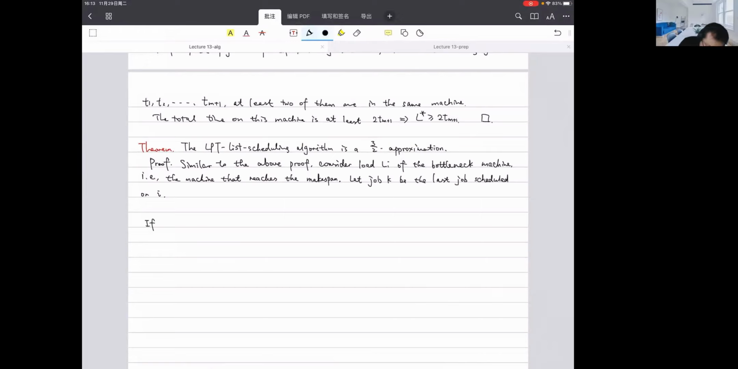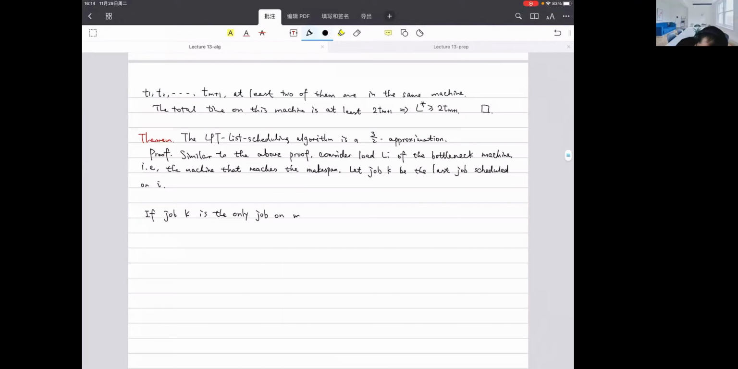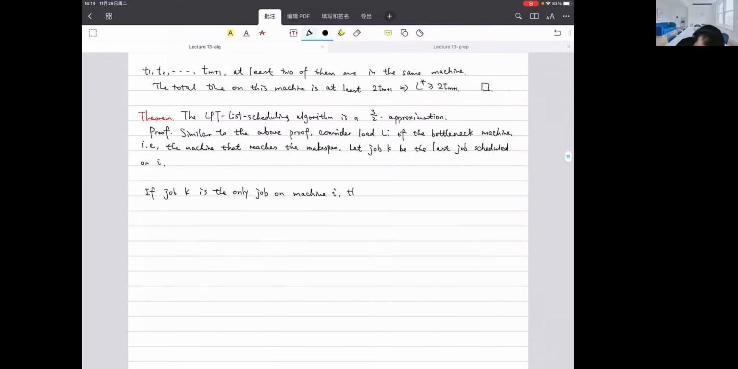Let's take a close look at the ith machine. We talk about the case where, for instance, job k is the only job on machine i. Recall that machine i is the bottleneck machine. If the bottleneck machine only contains one job, then we know that the current schedule is optimal.